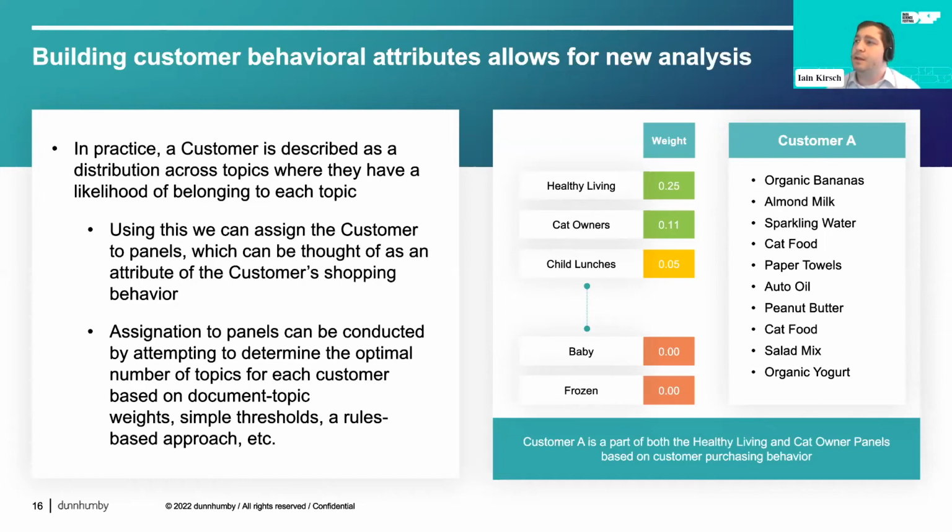The way that we've split this out for this particular example is that we found the optimal number of topics for this customer is maybe 2 topics. From that, we can see that this customer would be assigned to the healthy living panel and to a cat owner panel. They would also have some additional topics that they may be slightly more inclined towards, but which aren't included. And then they'd have topics like baby or frozen that they might not be associated with.